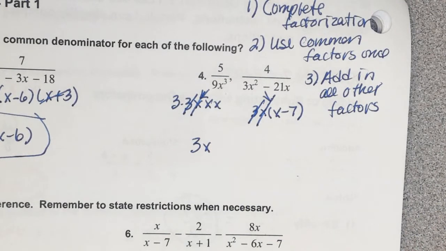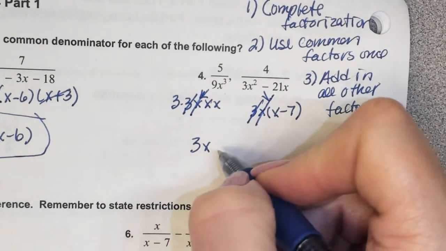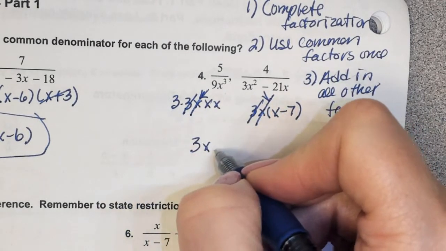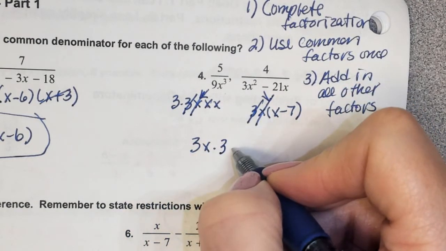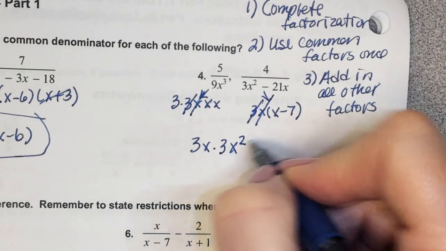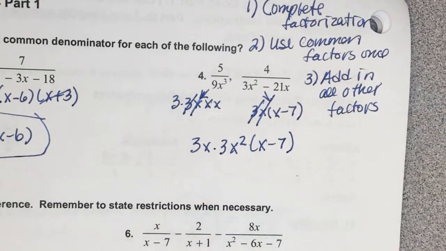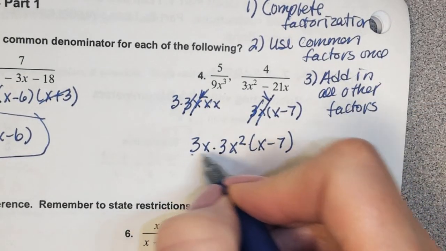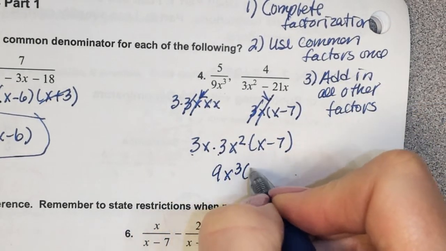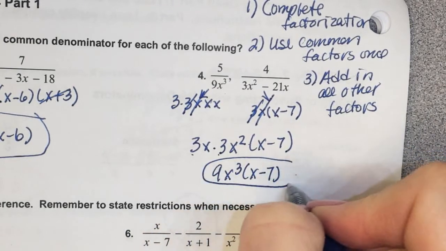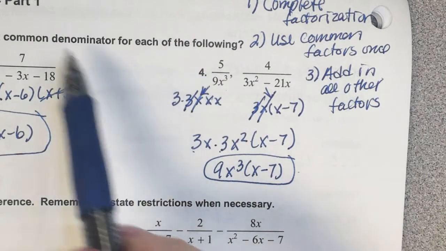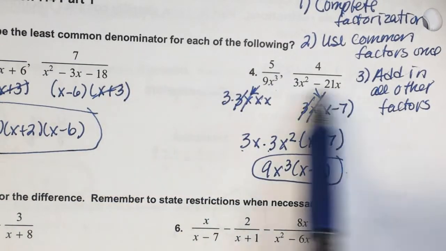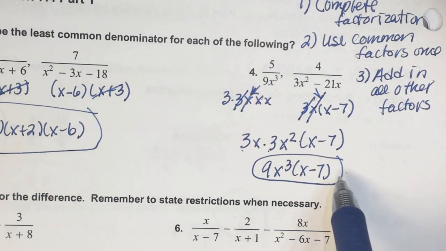But now I have to add in all my other factors. So what else am I going to have to add in? I have to use this 3, right? So I have to use another 3, and how many more x's? I have to have x squared, right? And then an x minus 7. So this least common denominator is 3 times 3, which is 9x cubed, times x minus 7. That's the best way to find that least common denominator. If you don't find the least common denominator, after you do your work, you're going to have to keep simplifying.